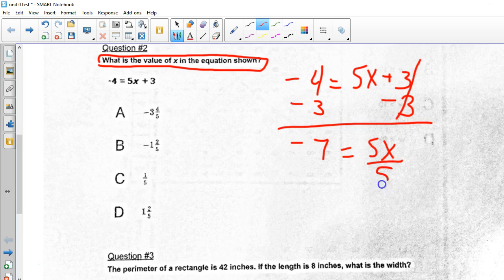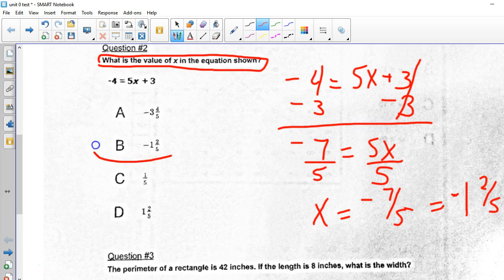Divide by that coefficient of 5, and the reflexive property says I can write it in any order, so I'm going to bring the X to the left. I'm going to write it as X equals negative 7/5. Now, normally we can leave it as an improper fraction, but you'll notice that in your answer choices, there's not an improper fraction there. So in my head, I have how many 5s are there in negative 7? There's 1. If I take 5 away, then 2/5 is left. And so there it is, negative 1 2/5.